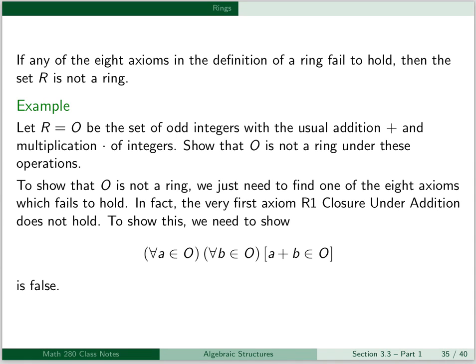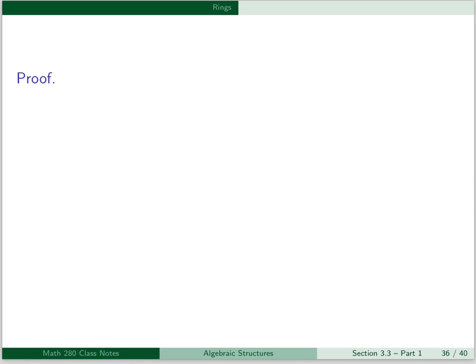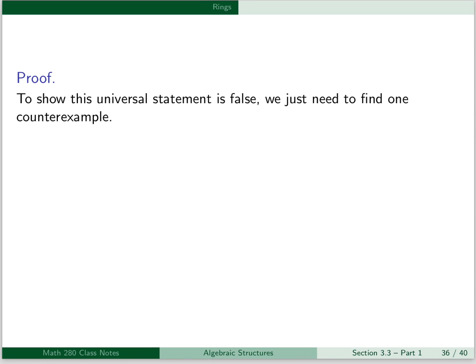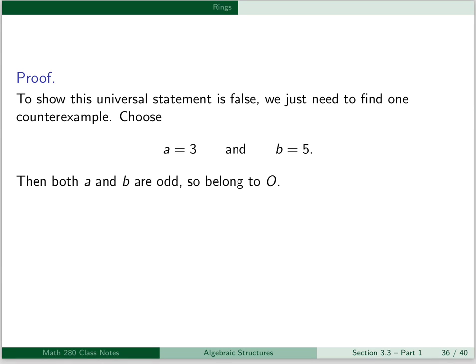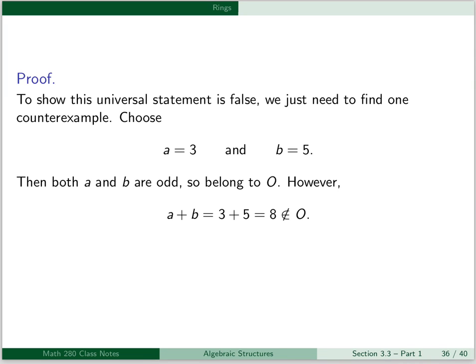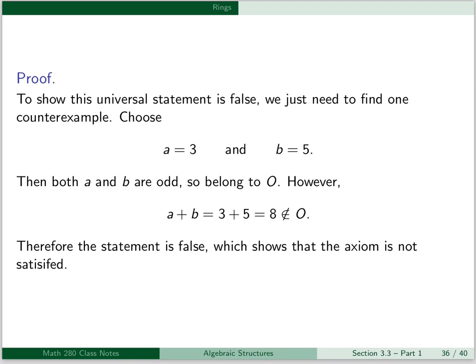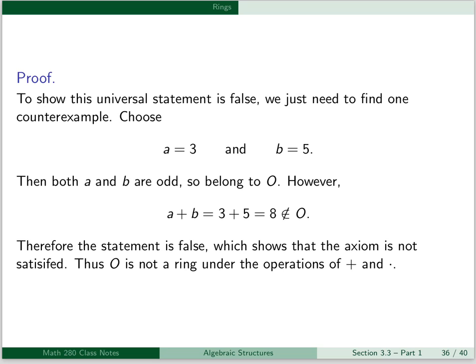To show this, we need to show that for all a in O, for all b in O, a plus b is in O is false. To prove this, we need to show this universal statement is false, and to do this, we just need to find one counterexample. So we can choose a equal 3 and b equal 5. Then both a and b are obviously odd, so belong to our set O. However, a plus b is equal to 3 plus 5, which is equal to 8, which is not in O. Therefore, the statement is false, which shows that the axiom is not satisfied, and thus O is not a ring under the operations of plus and dot.